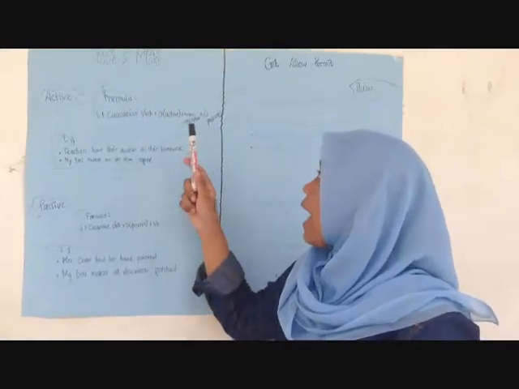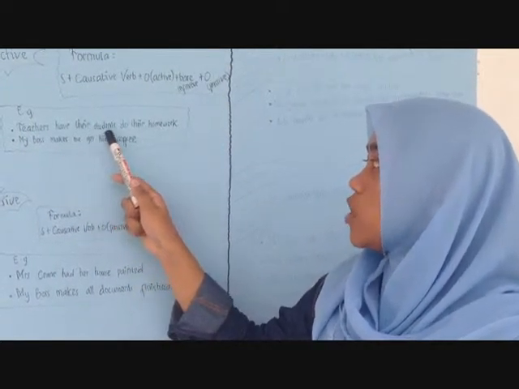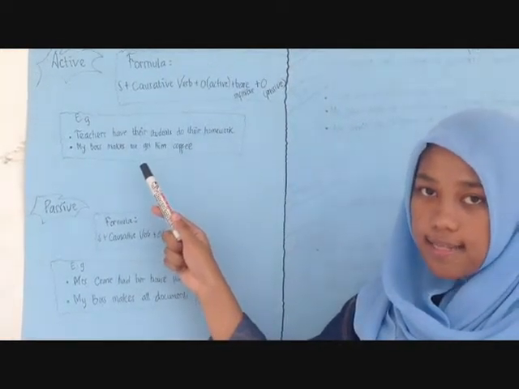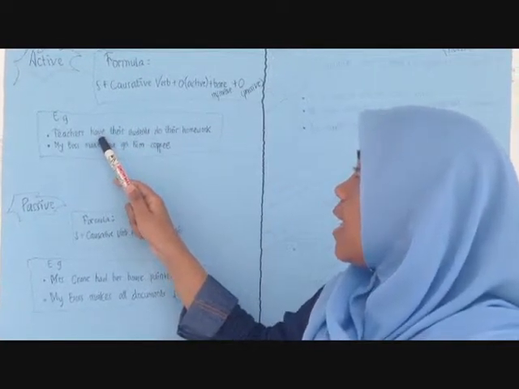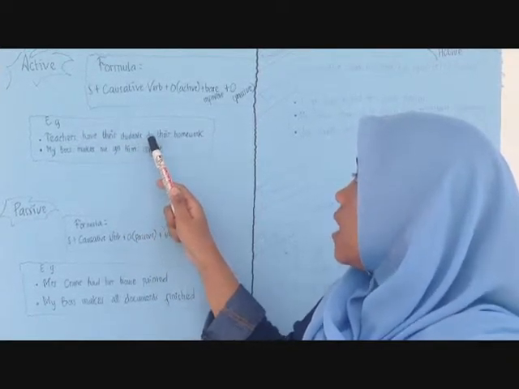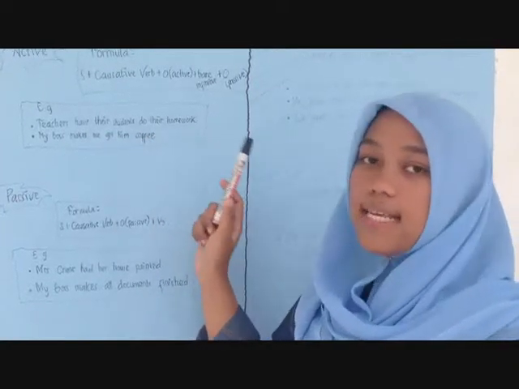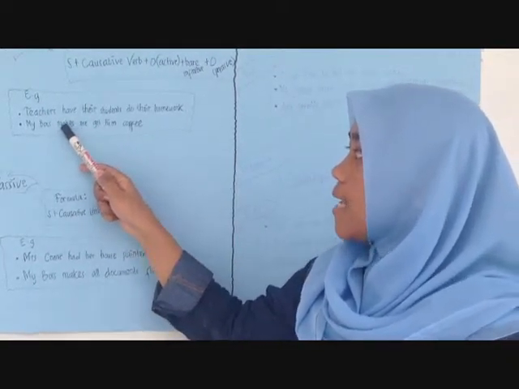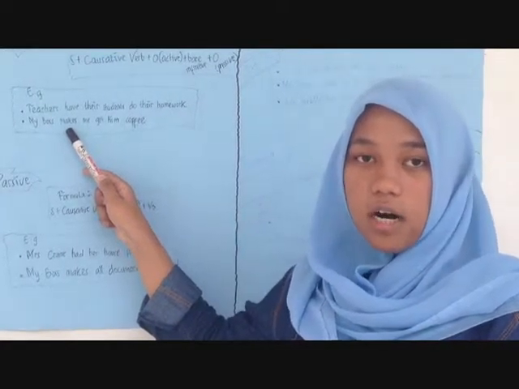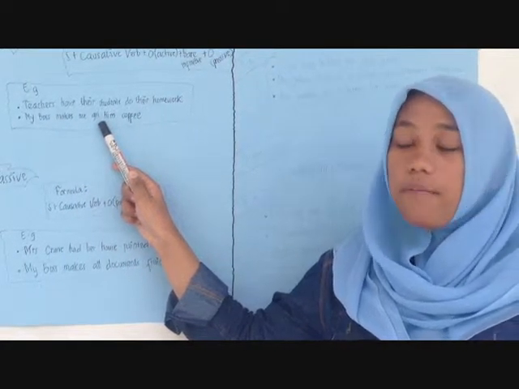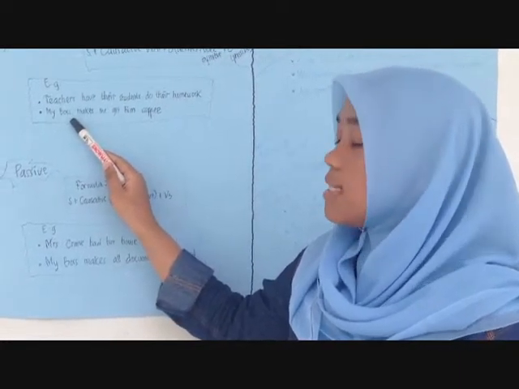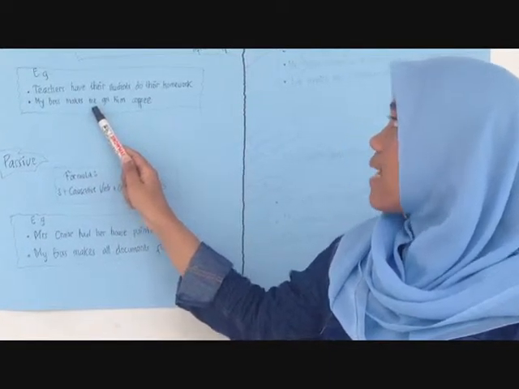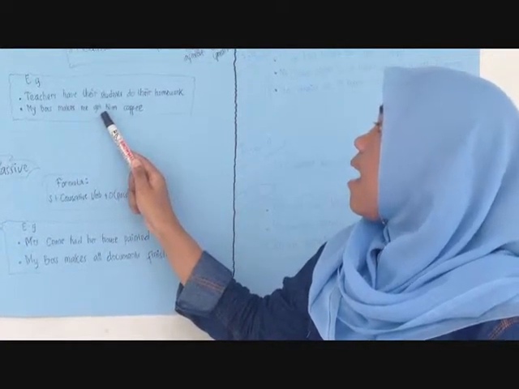An example of have and make is, teacher have their student do their homework. Here, the tense is simple present tense, so we use have as the causative verb, and do here is a bare infinitive. And the second example is, my boss makes me get him coffee. Makes here is the causative verb. This sentence uses simple present tense. Here, my boss is the subject, makes is the causative verb, me is the active object, and get is the bare infinitive.